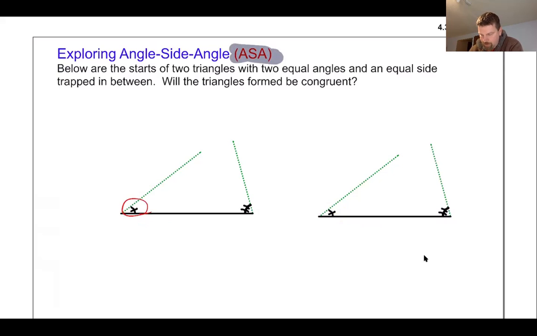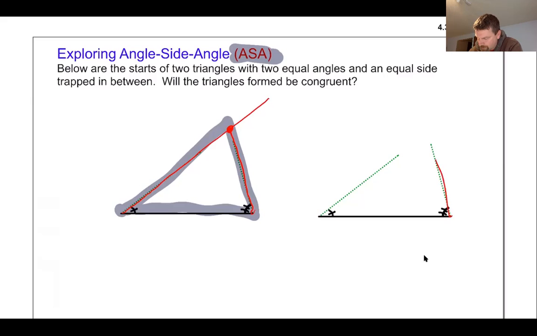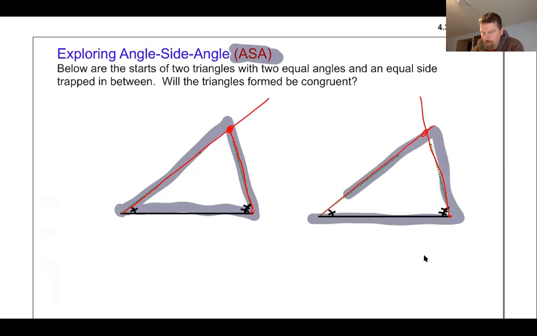Well, if this angle is fixed into place, clearly I'm going to have to go along that line. The length isn't fixed, so I could go as long as I like. But since this angle is forced there, I clearly have to go along this, and they'll intersect right there, and I'll have that triangle. And on the other side, if I follow that along, and I follow that along, they're going to intersect in the same spot. I'm going to make the exact same triangle.